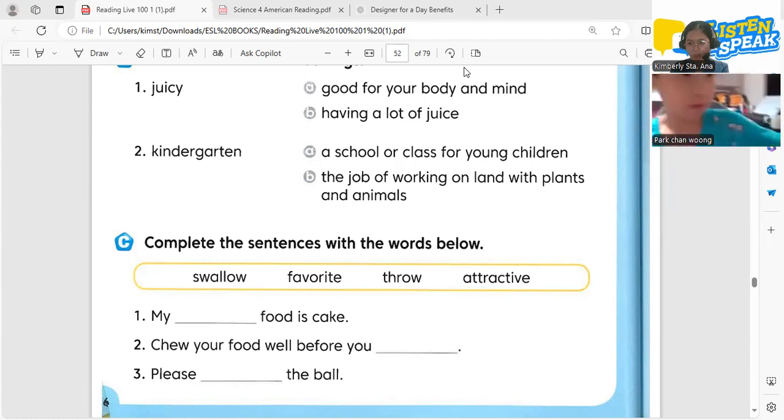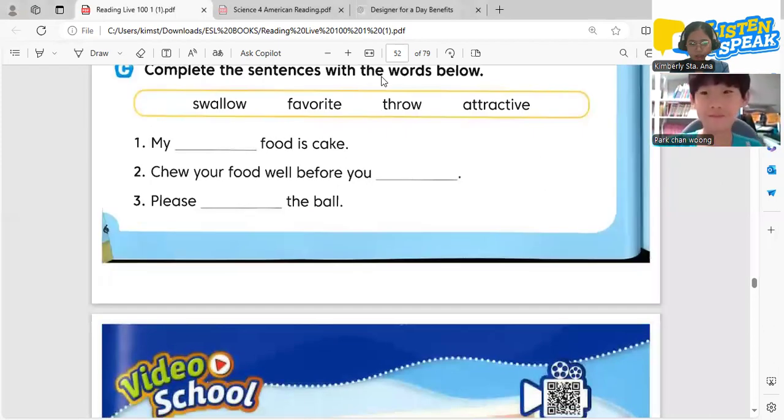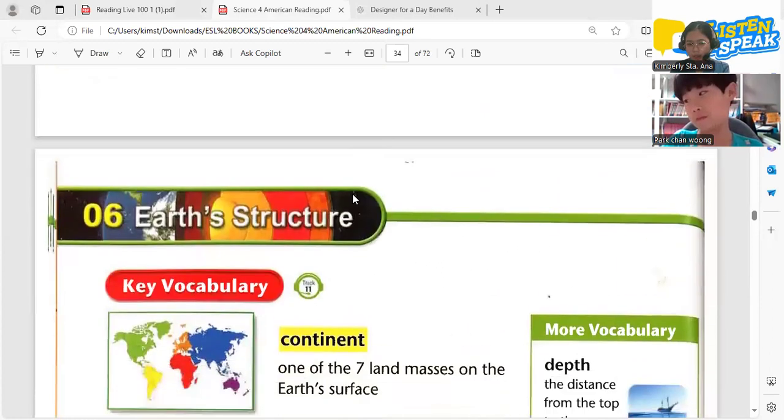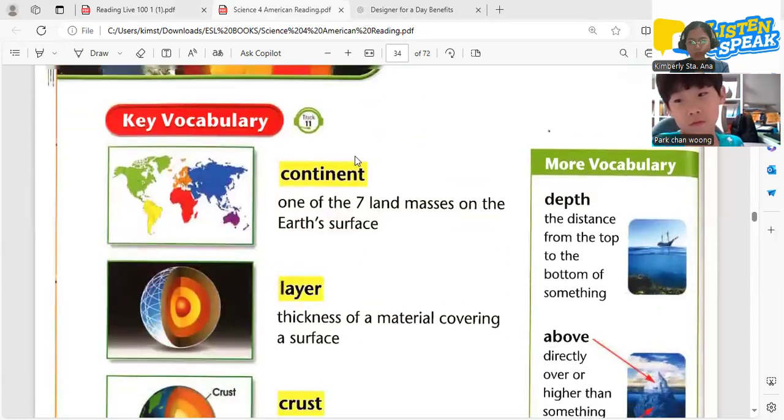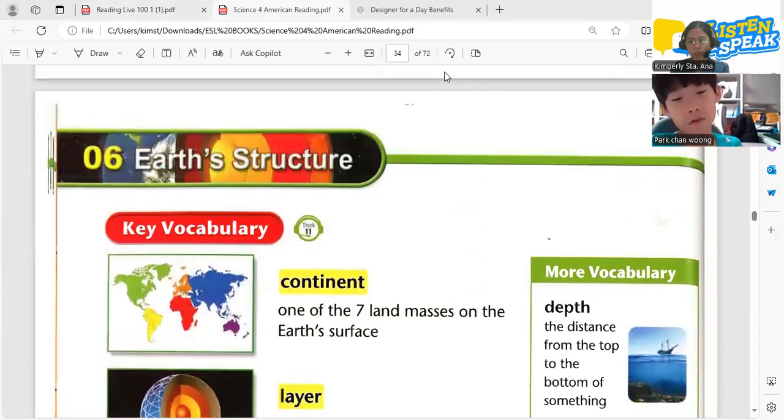It looks fun. So, Evan, tonight we will have a new lesson. We will talk about Earth's structure. This is a different lesson because last time we talked about habitats. Today we will talk about Earth's structure, okay? Okay, so let's go here.